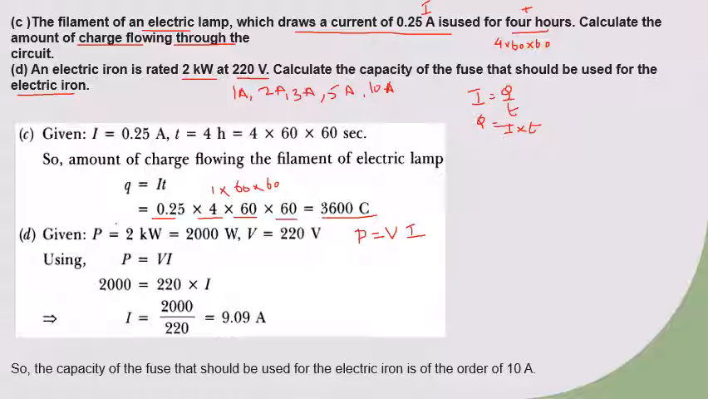To find this, we know that P is equal to 2000, as we have to convert kilowatt into watt, that is 2000 watt, and voltage is 220 volt. So I is equal to 2000 divided by 220. The 0 will go off and this will go by 2. I get 100 upon 11, which is nothing but 9.09 ampere. So over here I can use a fuse of capacity 10 ampere.